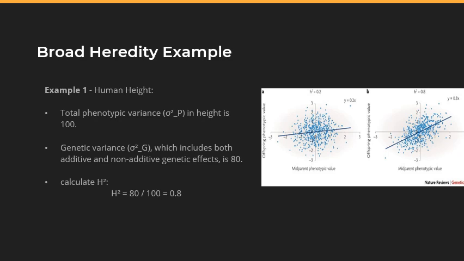So in this example, broad sense heritability H squared for human height is 0.8, which means that 80% of the variability in height within this population is attributed to genetic factors, including both additive and non-additive genetic effects.